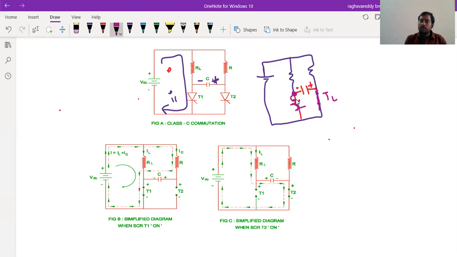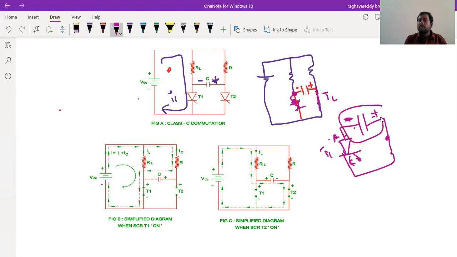The negative terminal is connected to the positive of the supply. I will draw another diagram. This is thyristor T1, this is the negative terminal, this is the positive terminal. So the negative terminal is connected to the anode and the positive terminal is connected to the cathode. This is anode and cathode.